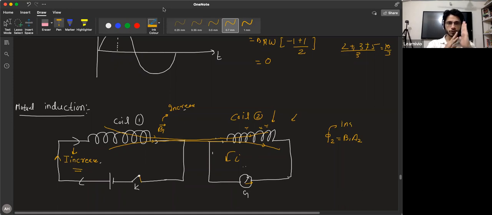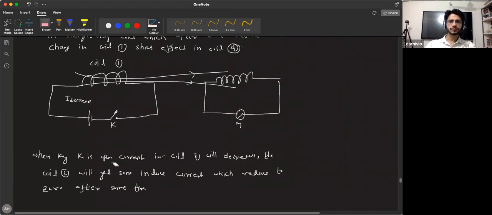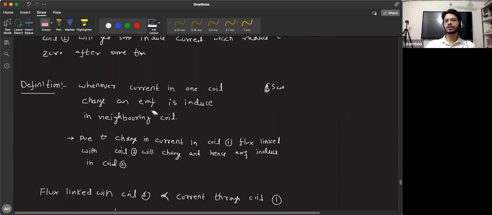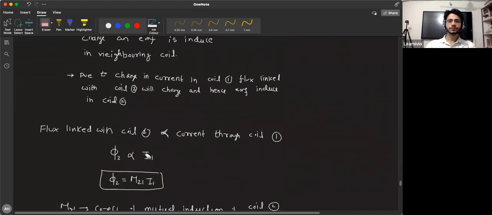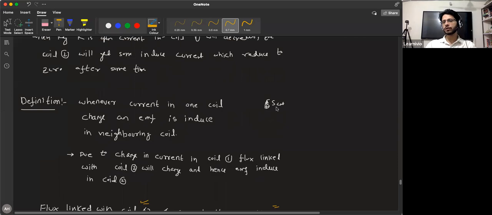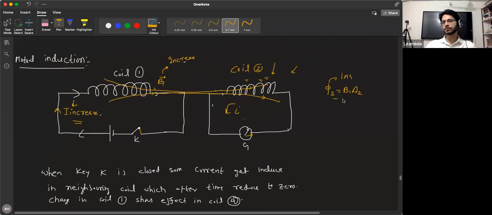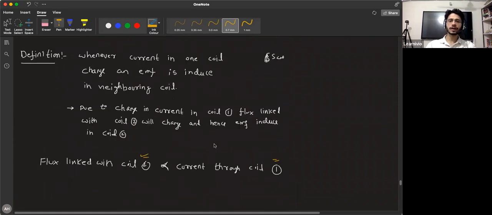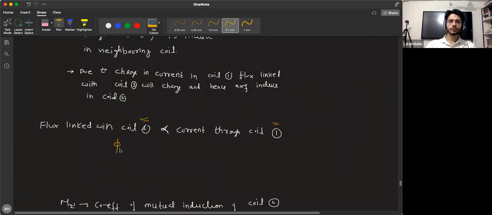Yes, sir. You change current in one coil and you get induced current in the other coil. This is mutual induction. Now, to develop the theory of mutual induction, we need a few quantities. Whenever current in one coil changes, an EMF is induced in the other coil. So let me write this again. Flux linked with coil 2 is proportional to current in coil 1. This is what we have discussed here. So you can say that phi 2 is directly proportional to I1.